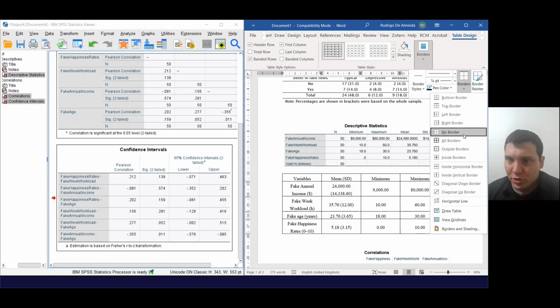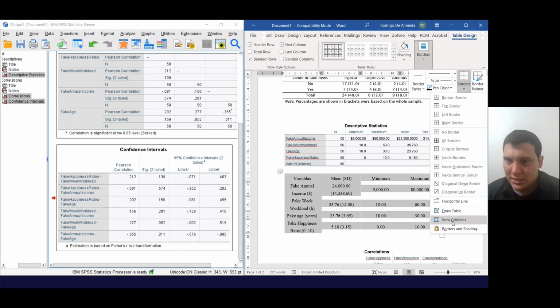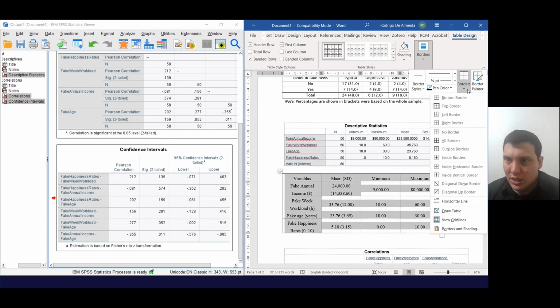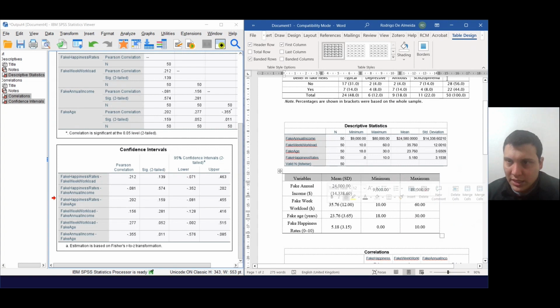So we go to no border, but we can't see anything. So to help us, meanwhile, we keep the grid lines. We need the top border. We need the bottom border. And to separate the headings, we need the bottom border.